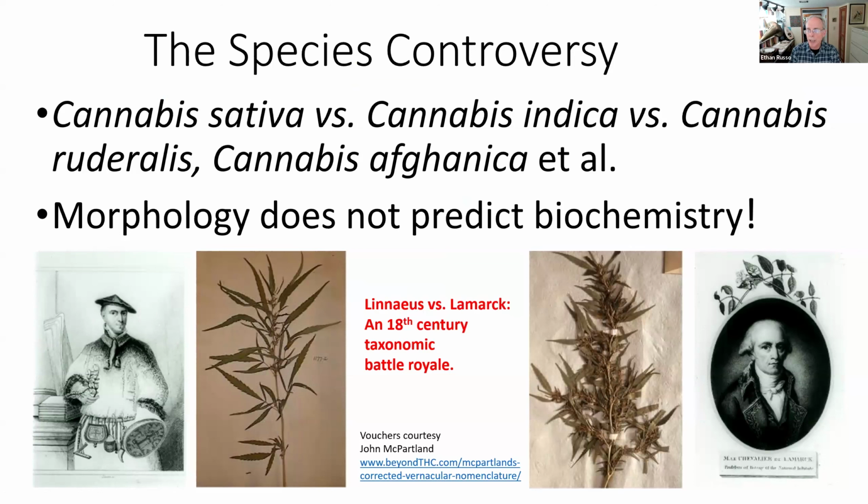However, shortly thereafter, Lamarck in France described what he thought was a different species that he called Cannabis indica because it came from India. However, note that this was a bushy plant of moderate height with very narrow leaflets. And that, if it were a separate species, would be what should be the description for subsequent use of the term. However, the shape of things does not predict the biochemistry, as we'll see.